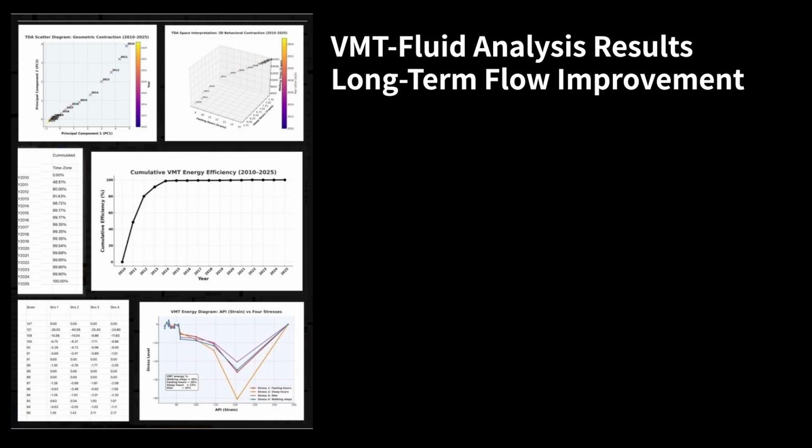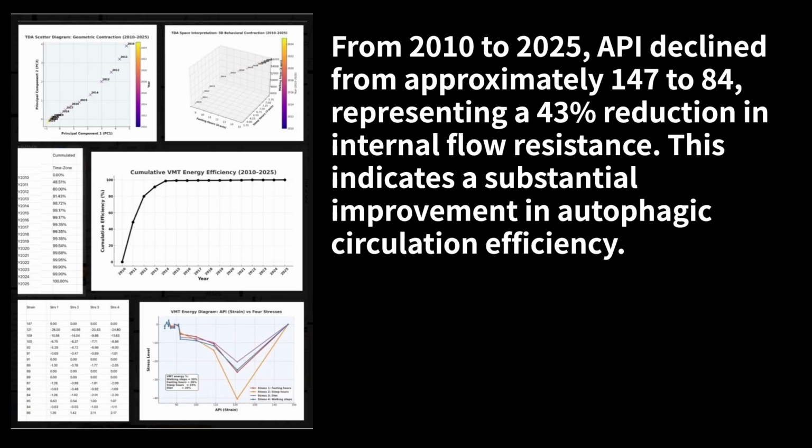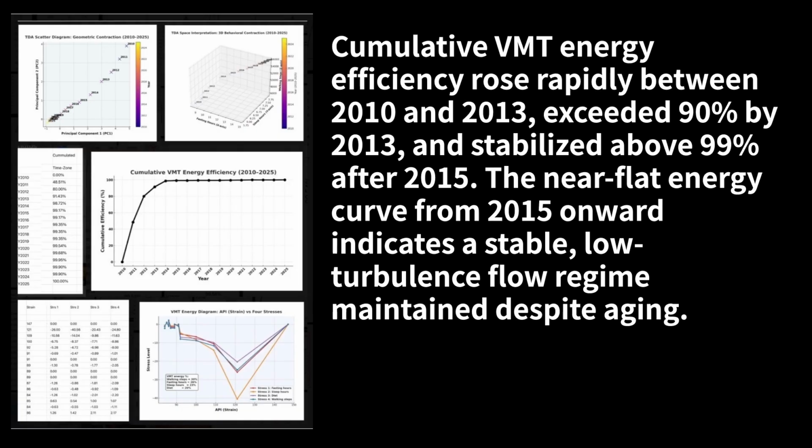VMT fluid analysis results. Long-term flow improvement. From 2010 to 2025, API declined from approximately 147 to 84, representing a 43% reduction in internal flow resistance. This indicates a substantial improvement in autophagic circulation efficiency. Cumulative VMT energy efficiency rose rapidly between 2010 and 2013, exceeded 90% by 2013, and stabilized above 99% after 2015. The near-flat energy curve from 2015 onward indicates a stable, low turbulence flow regime maintained despite aging.